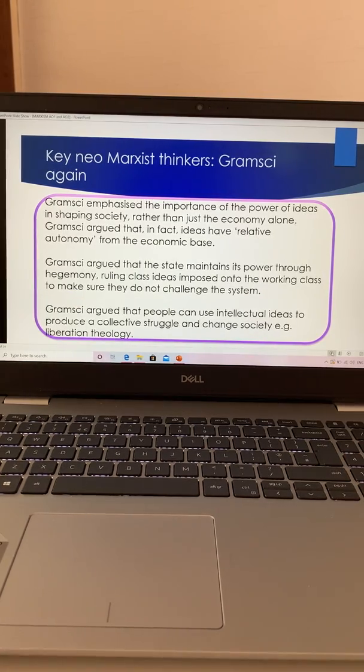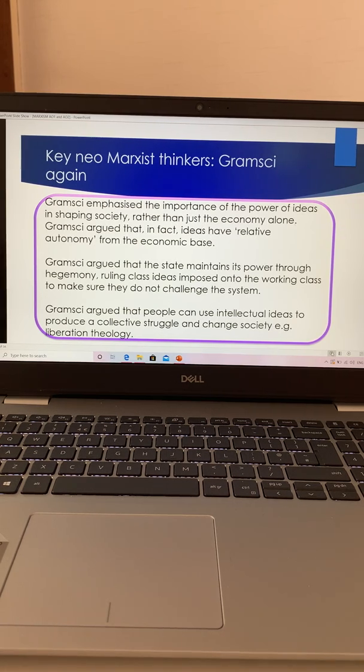So Gramsci is one of our key thinkers in neo-Marx, and he emphasises the power of ideas in shaping society rather than just the economy. So whereas traditional Marxism is all about the economy and capitalism, Gramsci's looking at this idea of relative autonomy from the economic base. So it's not just about the economy, it's about how ideas can shape society, how different factors within society have quite a relevant importance.